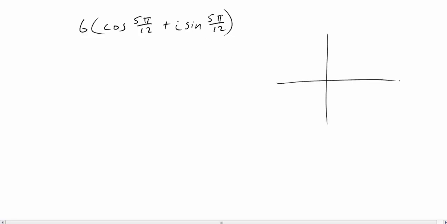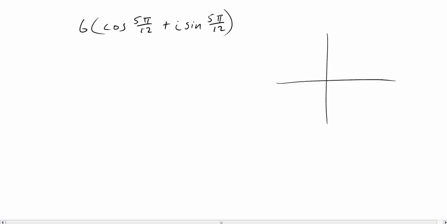All right, I have one more example, and we want to actually change this trig form into standard form. So if we have 6 cosine of 5 pi over 12 plus i sine of 5 pi over 12. And if we want to convert this from our trig form into standard form, once again here, we could actually think about where this is going to be located first, possibly.